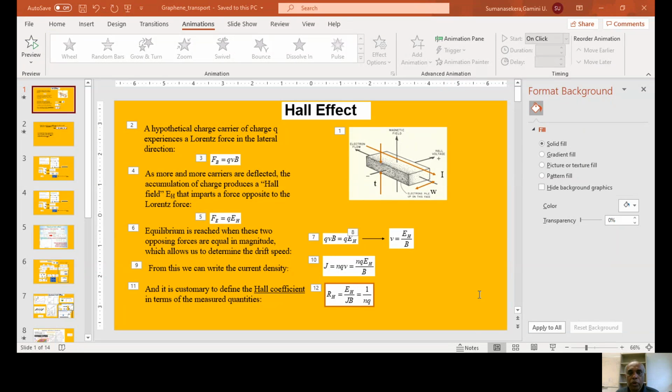Hello again. So I am back again to finish that lecture on graphene. Today we are going to talk a little bit about quantum transport theory of graphene. So let me get started.